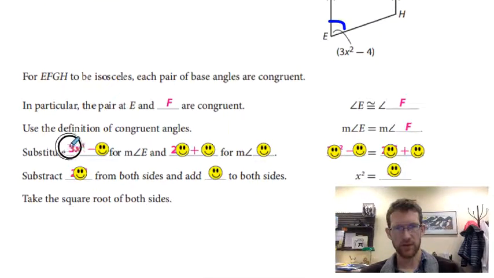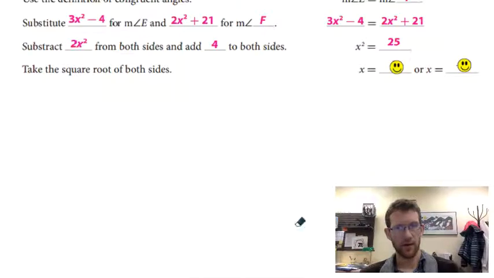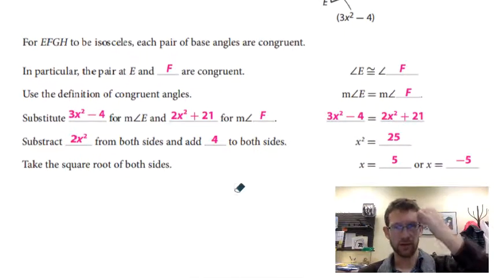So when we set those equal to each other, we can solve. So 3x squared minus 4 equals 2x squared plus 21. We can add 4 to both sides. We can subtract 2x squared. That leaves us with a single x squared here and a 25. What's the square root of 25? 5. Yeah. So we're not going to do the negative value.